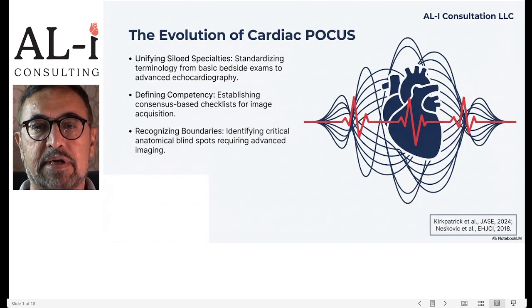Today we are going to review cardiac point-of-care ultrasound from the perspective of bedside practicality. The goal is not to replace formal echocardiography, but to understand what focused cardiac ultrasound can do well, what it cannot do well, and how to acquire the key views reliably enough to answer urgent clinical questions.